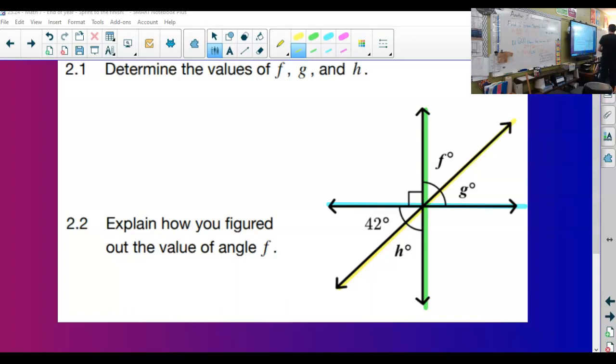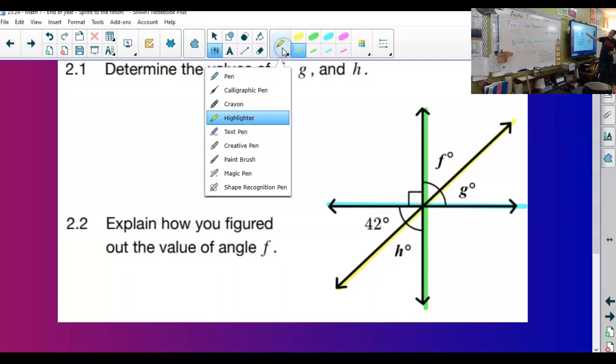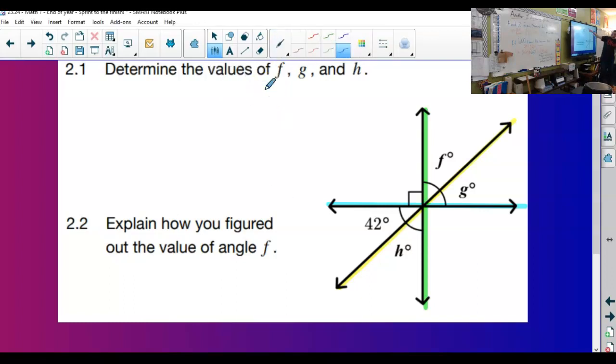Devin, can you give me a vertical pair here? So F uses what color of lines up here? Green and yellow. H uses what color of lines? Green and yellow. Are they opposite each other? Are they equal to each other? Yeah, F and H are vertical.